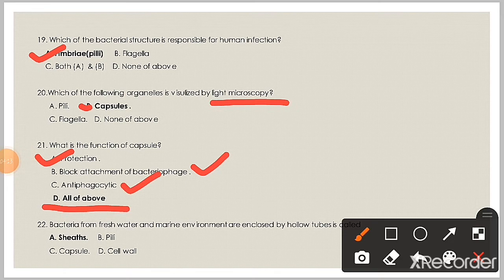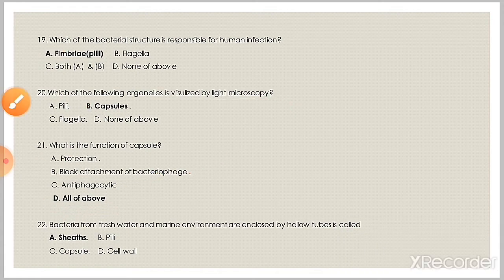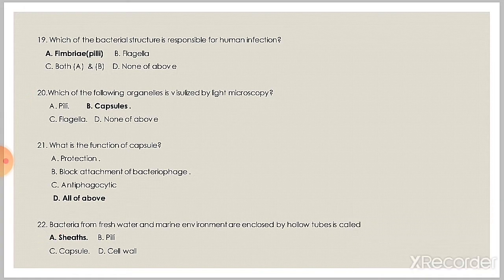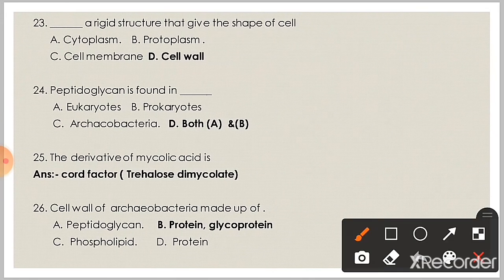Question 22. Bacteria from feces, water, and marine environment are enclosed by hollow tube is called. Option A, cell. Question 23. Dash is a rigid structure that gives shape of cell. Option D, cell wall. Question 24. Peptidoglycan is found in both eukaryote and prokaryote. Question 25. A derivative of mycolic acid is.